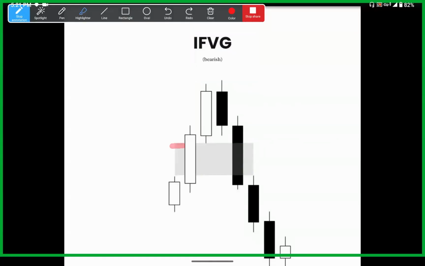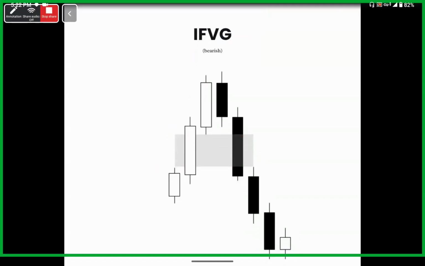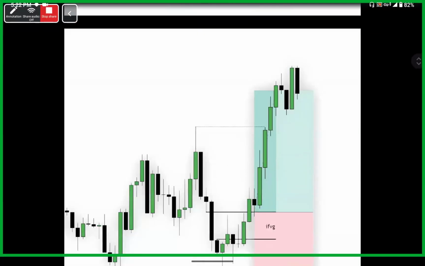This is a bullish fair value gap. Why? Because price was going high, so it left a fair value gap. So when price inverses and closes below here, this one becomes an inversion. Price will always test it, and after testing it, price continues. So that's what we call a bearish inversion fair value gap.